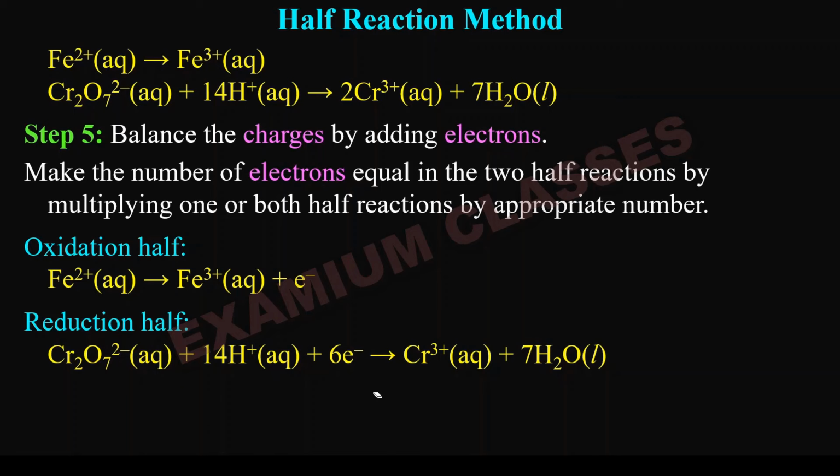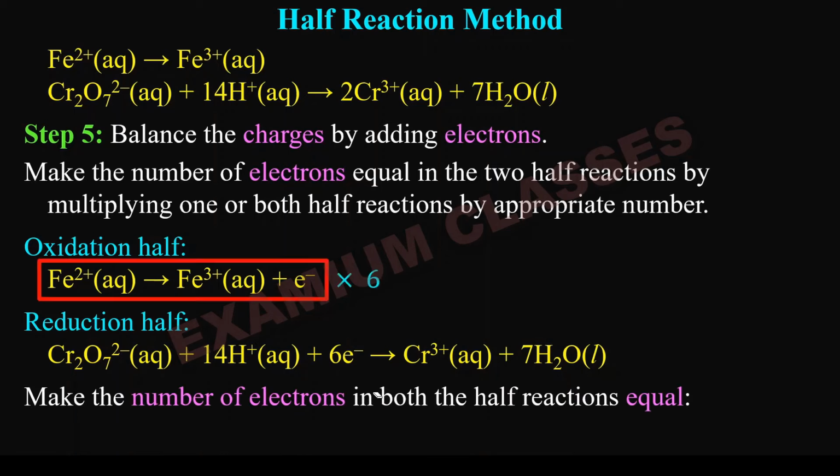Now to equate the electrons in both cases, you actually need to multiply the oxidation half by 6. If you multiply the oxidation half by 6, you will have 6 electrons here. Obviously at the same time you will have 6 Fe2 plus and 6 Fe3 plus as well. So when you multiply the oxidation half by 6, you will have 6 Fe2 plus gives you 6 Fe3 plus and 6 electrons. Now you have in the oxidation half 6 electrons on the right hand side, in the reduction half 6 electrons on the left hand side.